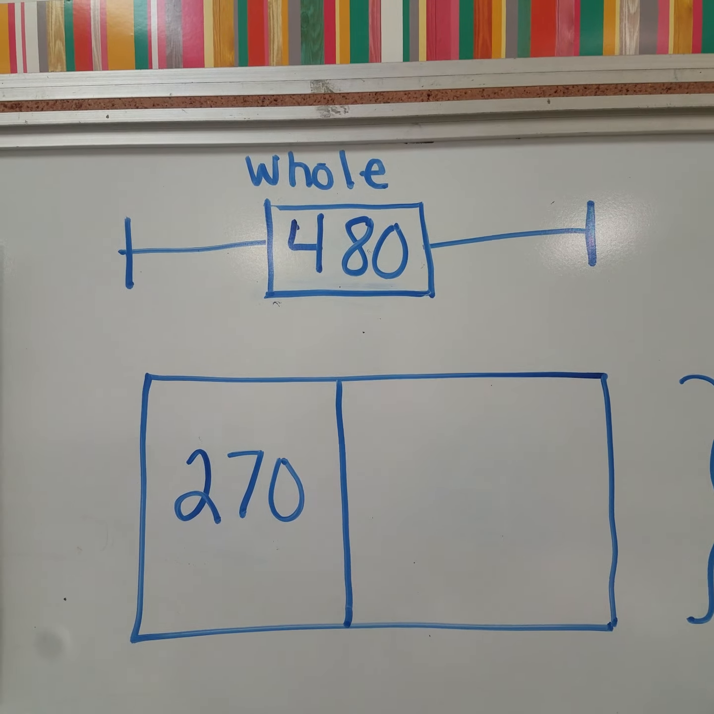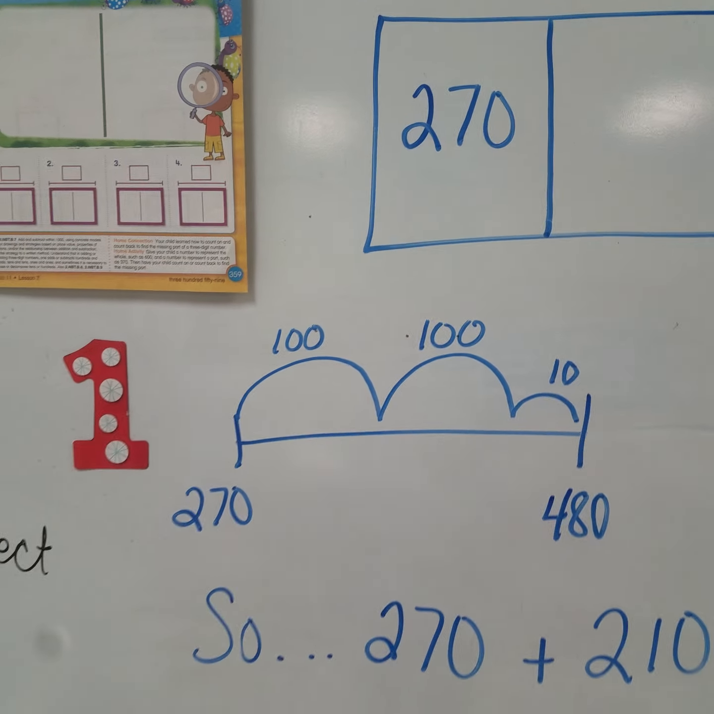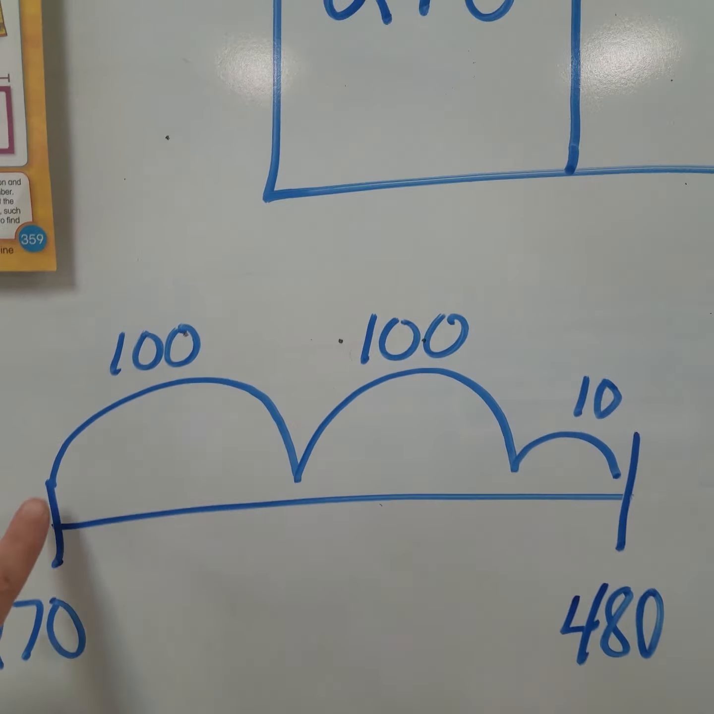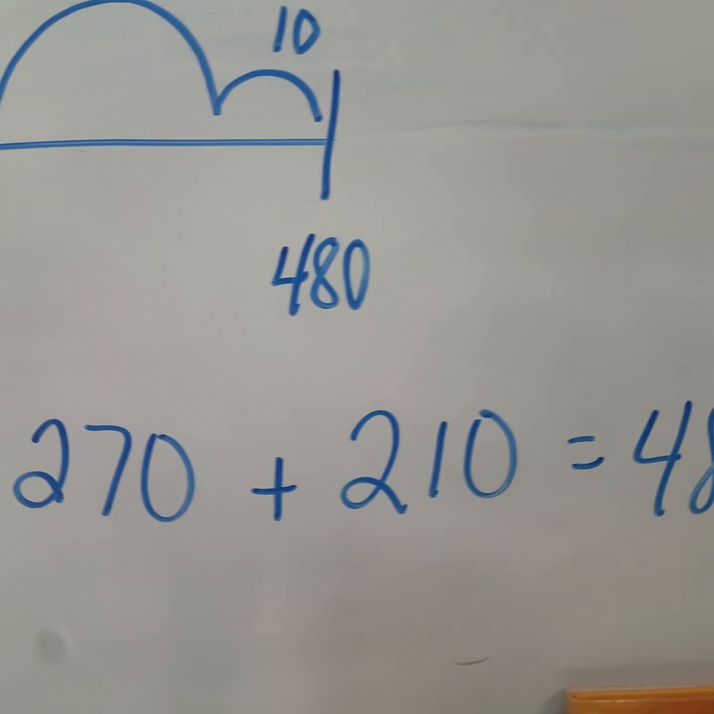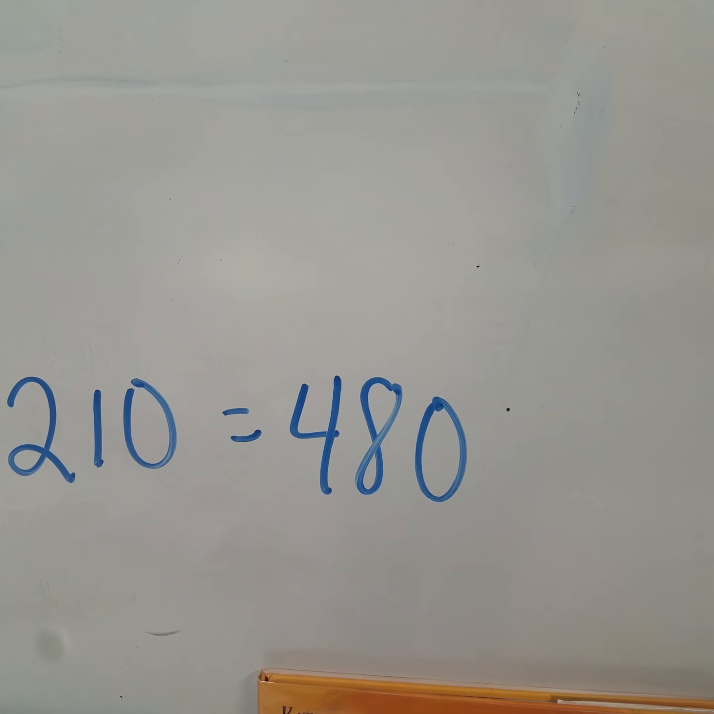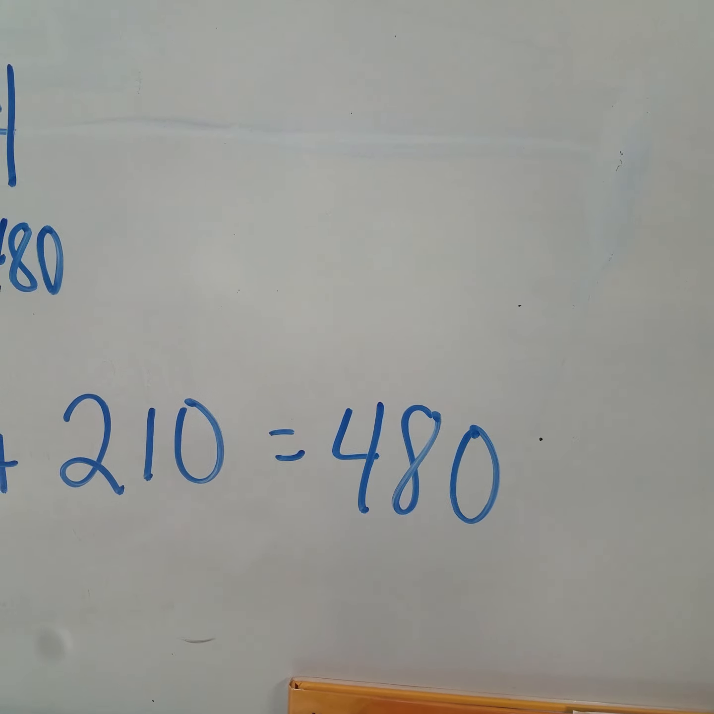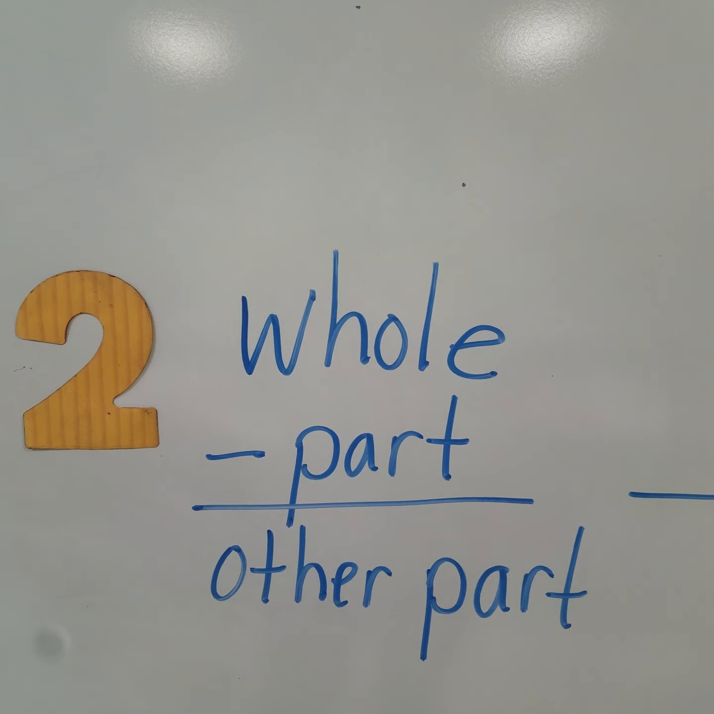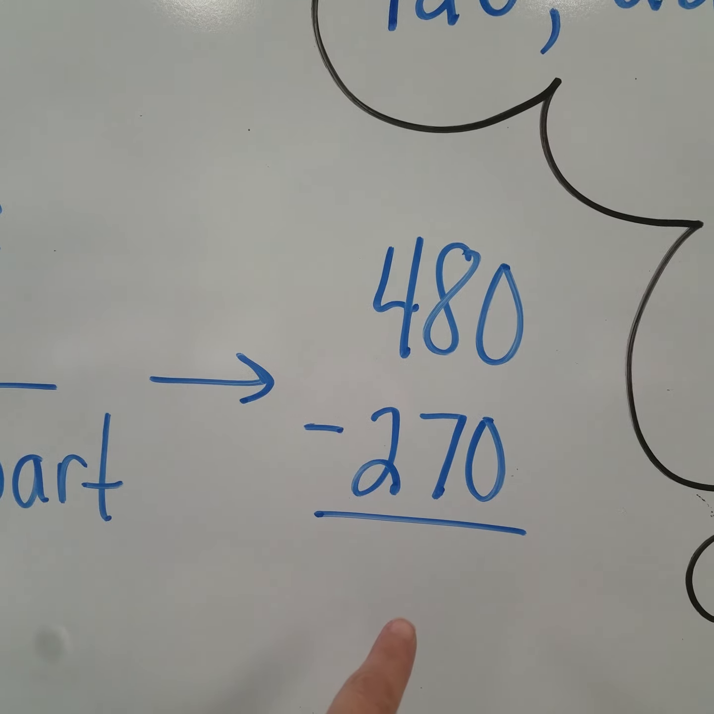Now, one way you can do that is this open number line to count up. Can you see that? Figuring out that what we had to add to 270 was 100, 210, so 270 plus 210 equals 480. The other thing that we already learned is that if you have a whole and you take away one of the parts, you'll get the other part. So if we solve this problem by taking the whole, 480, minus the part we do know, 270, if we subtract those, we would get the answer.